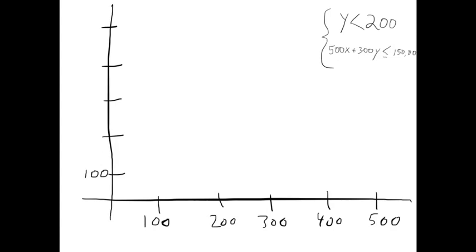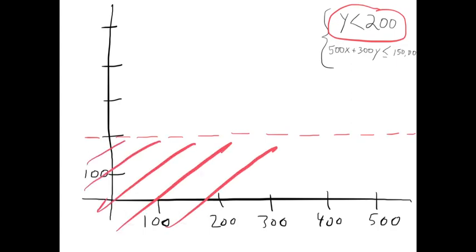Looking at this first part, y is less than 200. The fact that it's a less than means that it's going to be a dashed line. And we are just looking for a dashed line at y equals 200. Now you may not know it, but if it's just y is less than 200 or y is equal to 200, that just means I'm going to have a horizontal line. Please notice that no matter what the x value is along this line, the y value is 200. And in terms of shading, we're going to shade this area down here, the area that is less than 200.